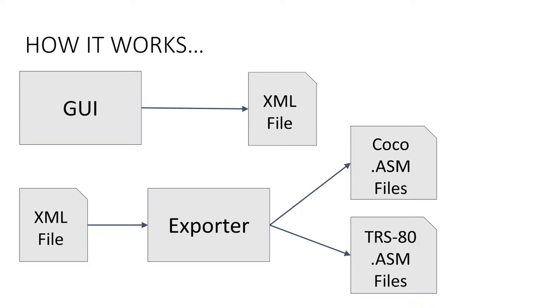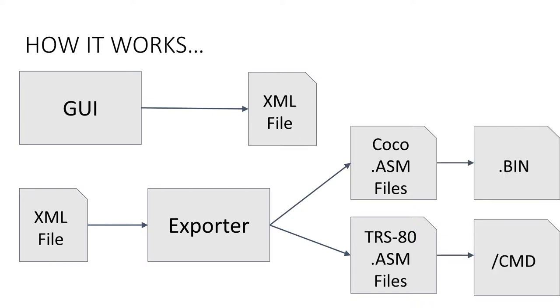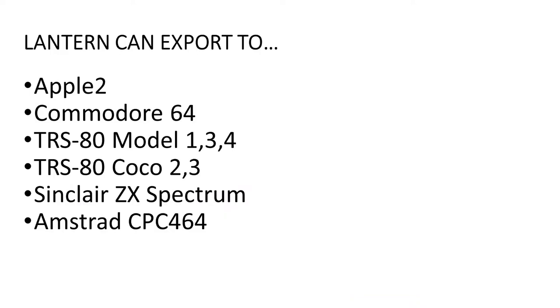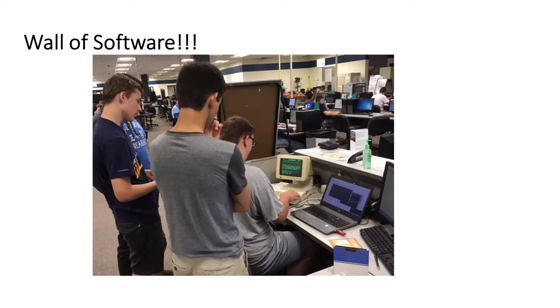So the way it works is there's a GUI. You build your game, and it saves your whole game out as an XML file. And then when you want to export it, the thing takes your XML file, and it cranks out assembly language files for the computer you're targeting. So now in there we can throw Spectrum. And then you run a script that runs an assembler and it turns it into a bin file and makes a disk image or a tape image or whatever. So these are the platforms it supports now. So there's the Spectrum in there. Okay, so here are my students actually using this thing.